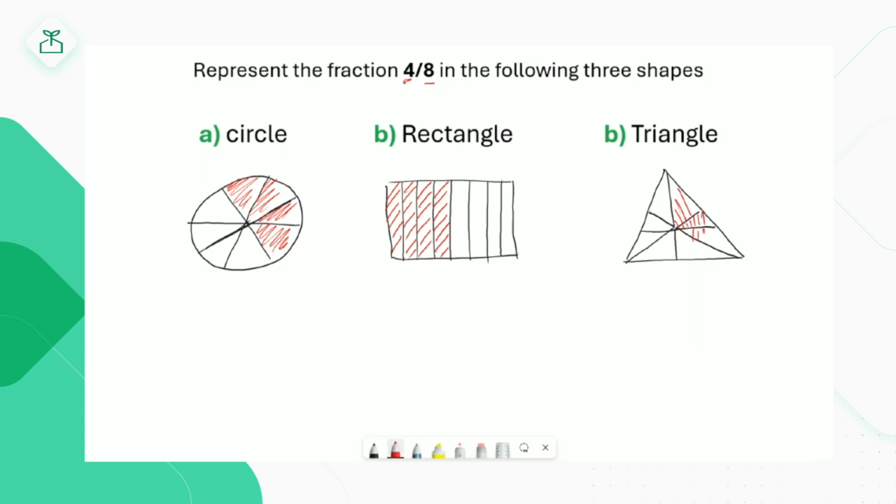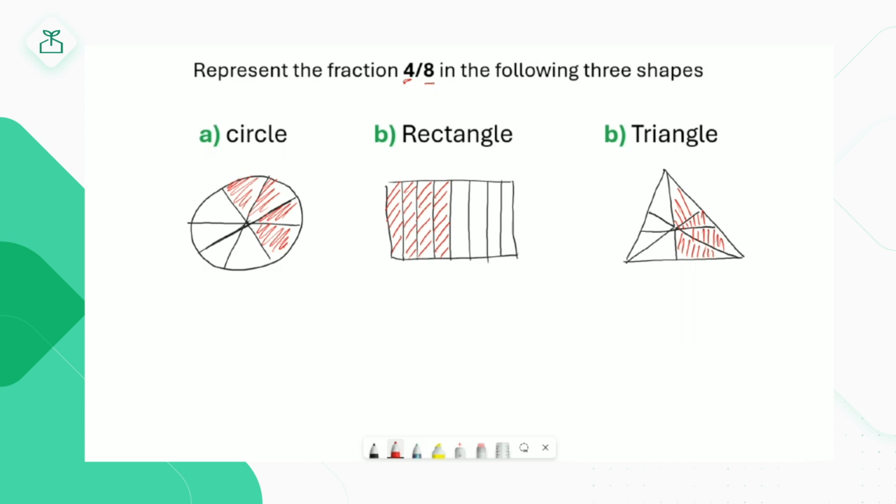Two, 3, and 4. Alright, pretty easy, pretty basic. In the next video, I will deal with how 4/8 ended up representing half of every single one of those shapes. But for now, that's it for this skill.